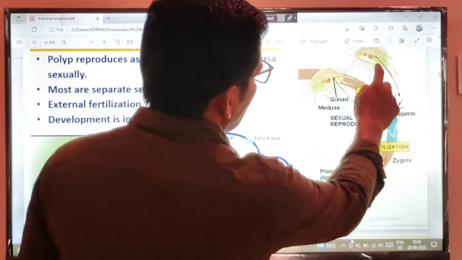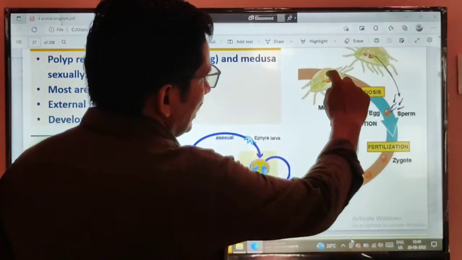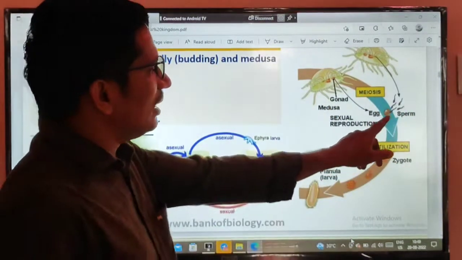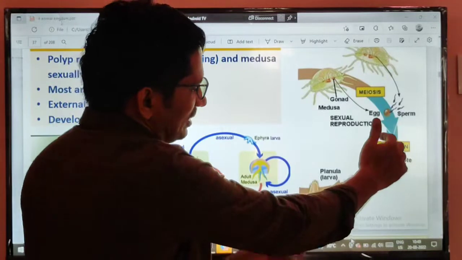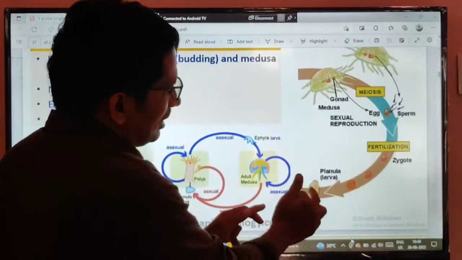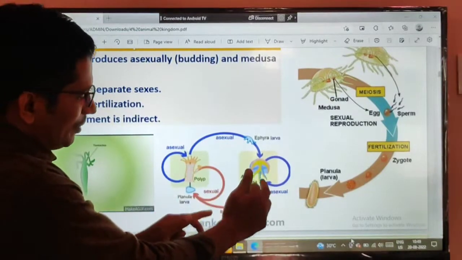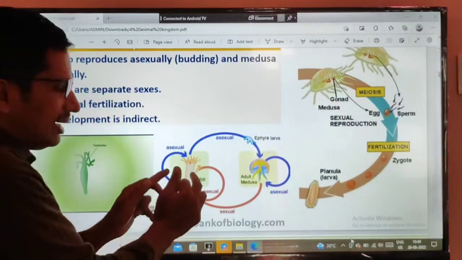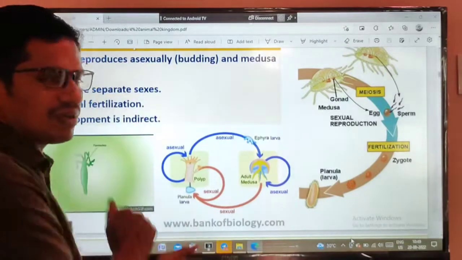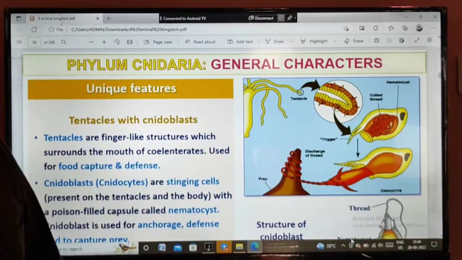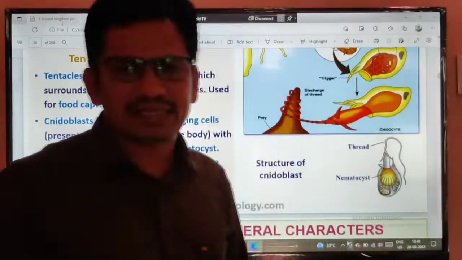Here you see meiosis. Due to meiosis, the gametes are released, the sperm will fuse with the egg, and the zygote is formed. The fertilization takes place. This is sexual reproduction, resulting in the planula larva. It undergoes asexual reproduction and produces the polyp, and the polyp gives rise to the medusa by the asexual mode. Right? And the unique feature here is the tentacles with the cnidoblast cells.